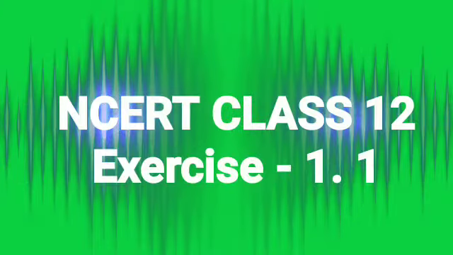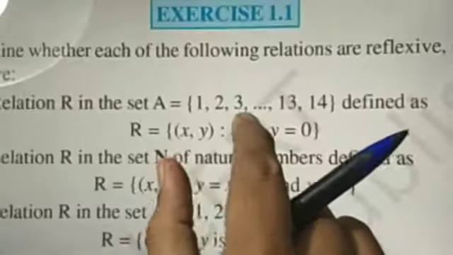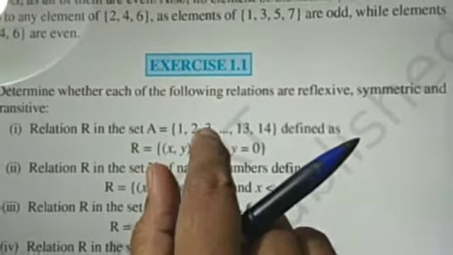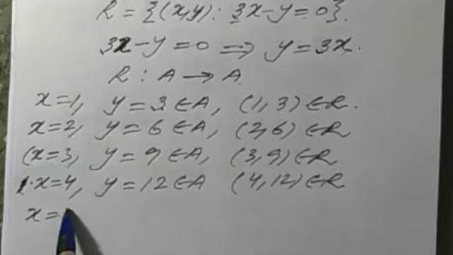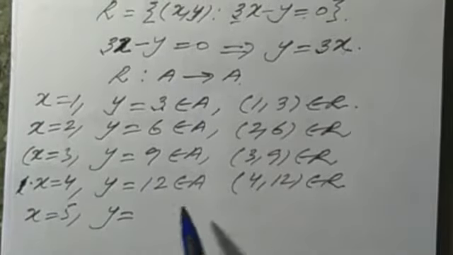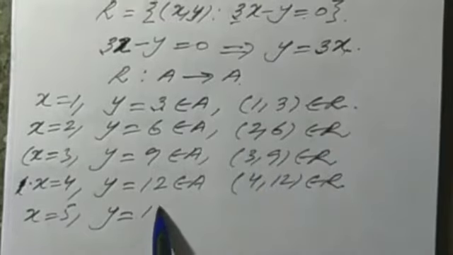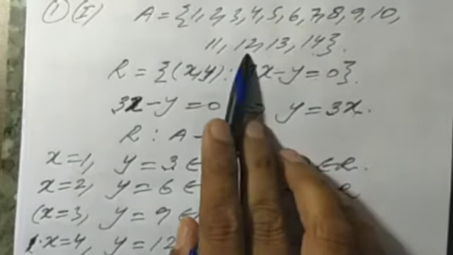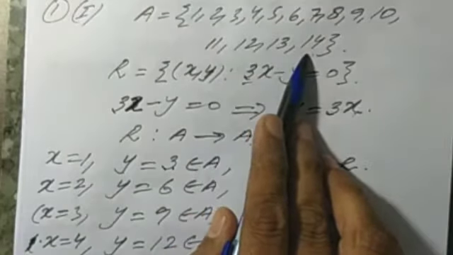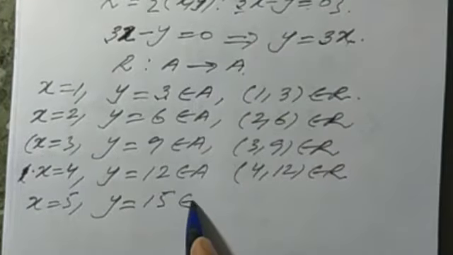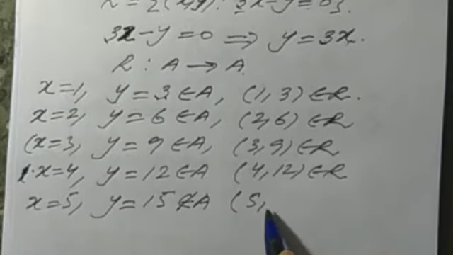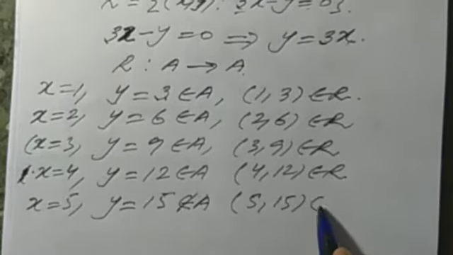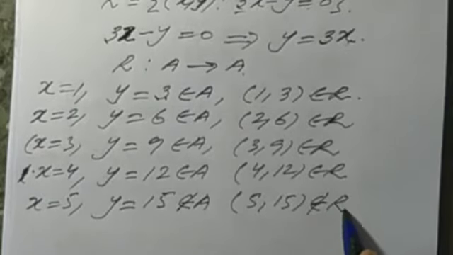Now let us talk about exercise 1.1 of the NCERT book. This is the first question. If x is equal to 5, then y is equal to 3 times 5, which is 15, but 15 is not contained in set A. So this does not belong to A, and (5, 15) will not be an element of R.